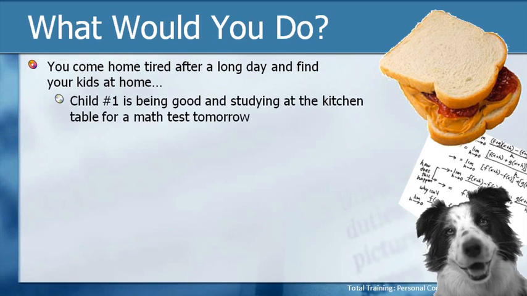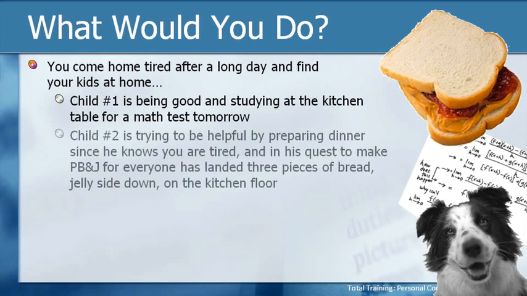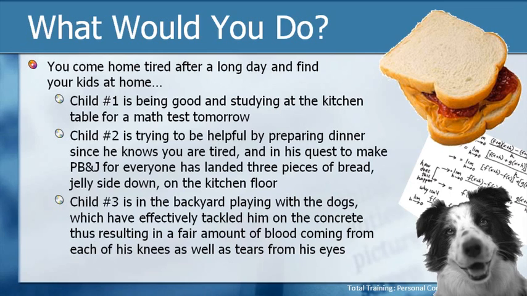Child number 1 is being good, quote unquote, and studying at the kitchen table for a math test that they have tomorrow. Child number 2 is trying to be helpful, emphasis on the word trying, by preparing dinner, since he knows you're tired, and in his quest to make peanut butter and jelly for everyone, he has landed 3 pieces of bread jelly side down on the kitchen floor. Child number 3, being completely oblivious to helping out around the house or to schoolwork, is in the backyard playing with the dogs. The dogs have effectively tackled him on the concrete, thus resulting in a fair amount of blood coming from each of his knees, as well as tears from his eyes.